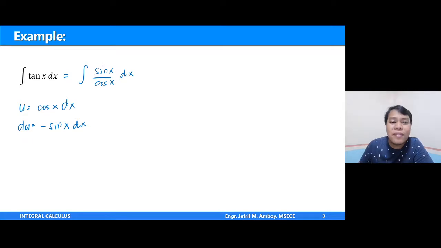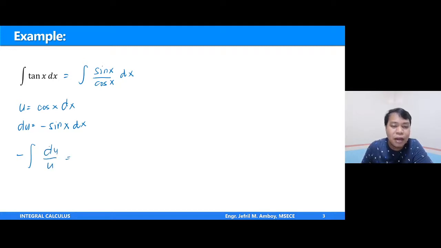Now, but here we have negative. So kapag nag-substitution tayo in terms of u, dapat yung substitution natin may negative sign. Kaya dapat may negative sign doon. Doon ko na lang ilalagay sa labas. Tapos itong sin x dx, gagawin ko na lang na negative du. Ito yung negative sign niya. So du over cosine x, which is u.